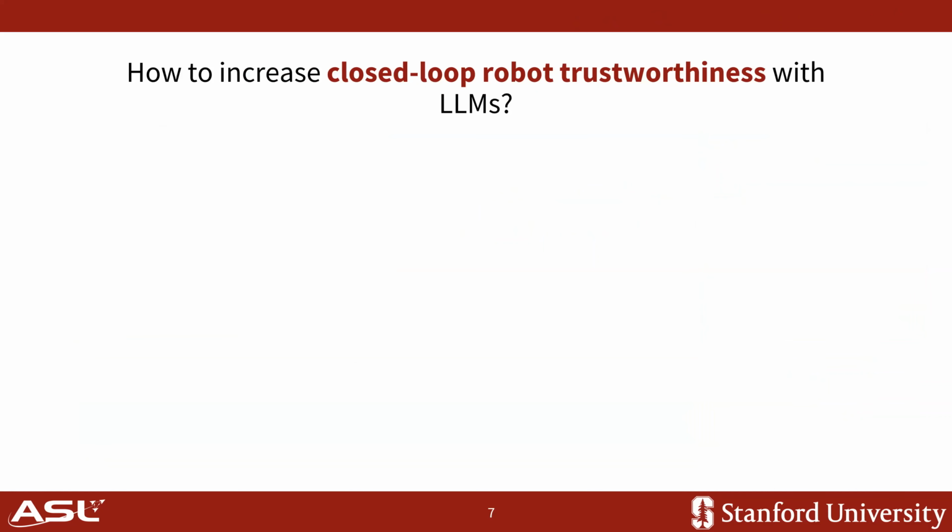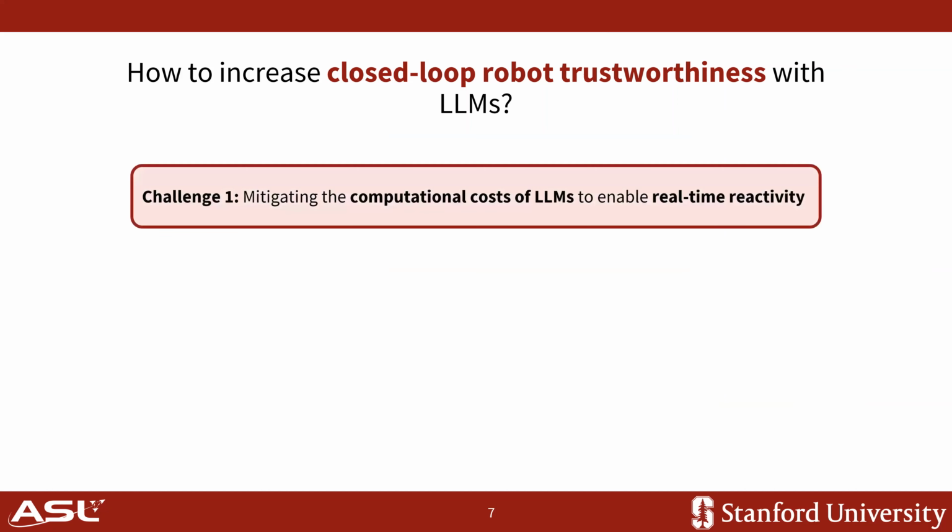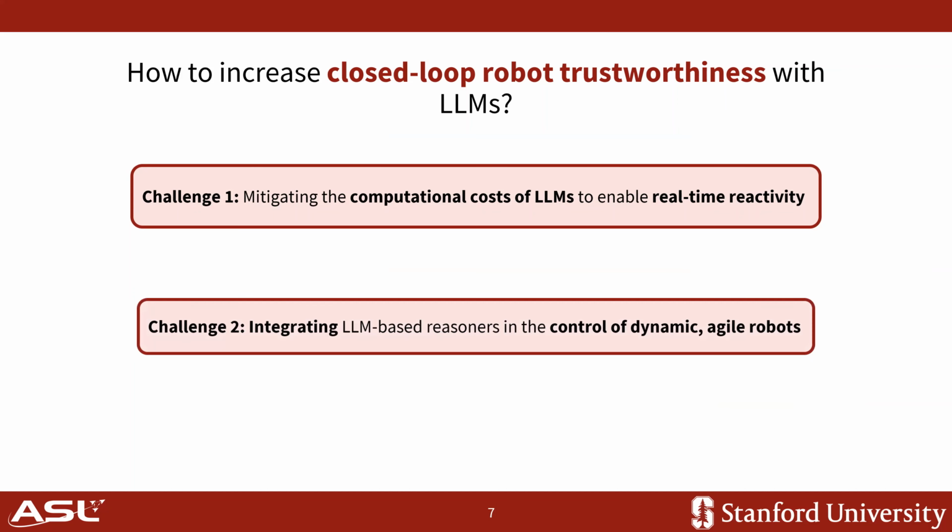But how can we practically increase closed-loop robot trustworthiness with LLMs? Doing so requires solving two key challenges. The first is to mitigate the computational costs of LLMs to enable real-time reactivity. The best LLMs are very large, and this makes them very slow. And besides detecting anomalies, we now also need to integrate LLM-based reasoners into the control of dynamic, agile robots.